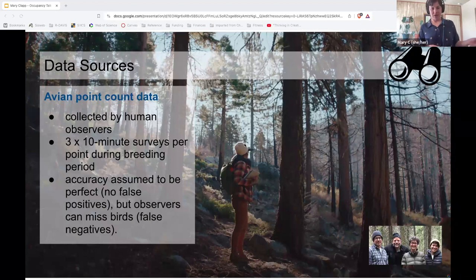A key characteristic of point count data is that accuracy is assumed to be perfect. So observers are assumed to correctly identify every single bird they write down, but observers can miss birds. So there are allowed to be false negatives. And if an observer is unsure about the identity of a bird, it should be counted as an unknown bird or counted as a false negative. So we assume that this data doesn't contain any false positives.